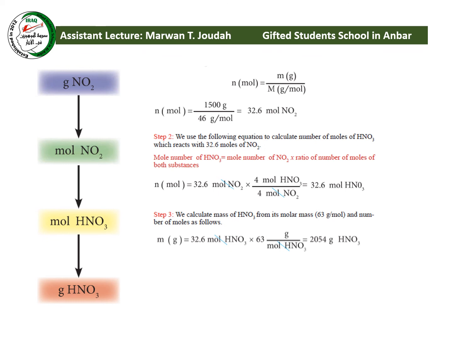After that, as we mentioned, we calculate the normality of the NO2, the same as the previous one, mass over molar mass, which is 32.6 moles of NO2, and then from the moles of NO2 we calculate the number of moles of the HNO3, the same thing right here. So the one that we just calculated times the moles of the HNO3 from the equation, which is 4 moles, over the number of moles of NO2 from the equation, which is 4 moles, gives us 32.6 moles of HNO3.